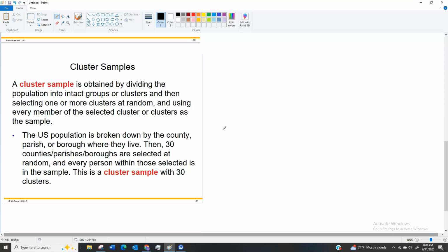One that I like to use as an example would be a class. If I were to say I want to get a representative sample from Lone Star College Kingwood, and all I did was pick our class, this one class, then that would be a cluster of one class because you're an intact group. But would that be representative of the campus?